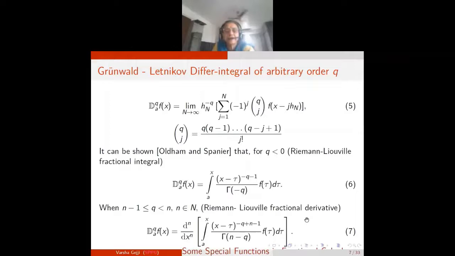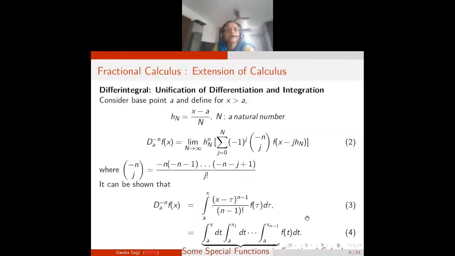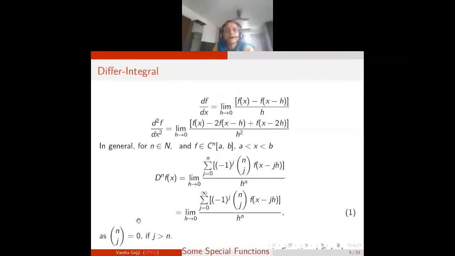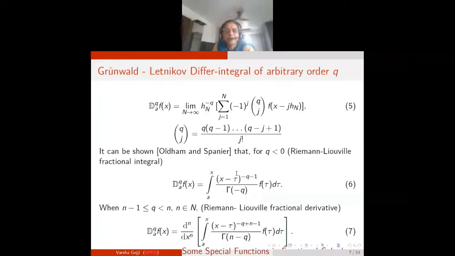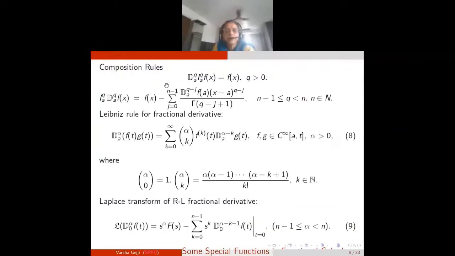unlike traditional calculus. In traditional calculus, what is happening is n choose j, when n is positive, becomes a finite sum. You see, this is the advantage. And here there are infinities.